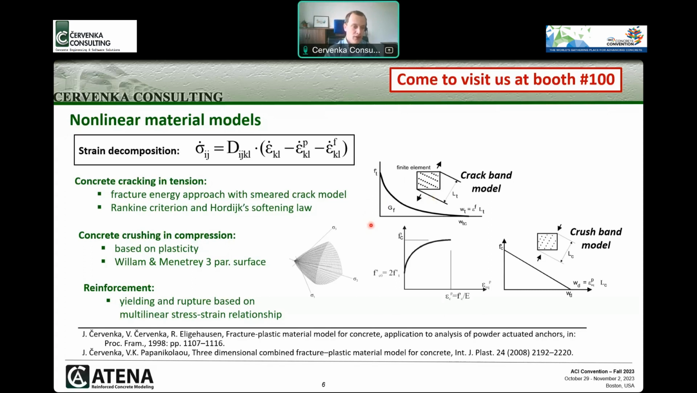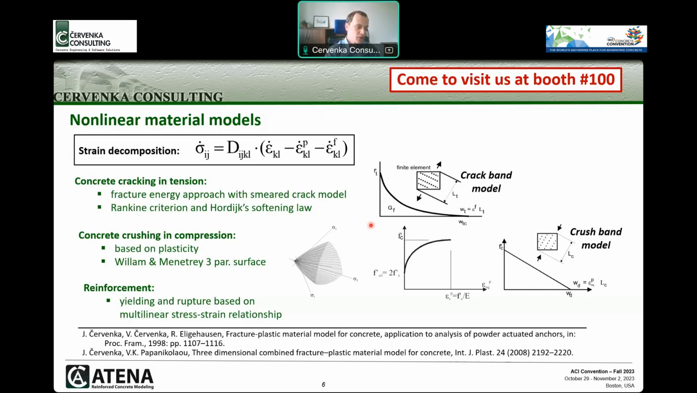When we talk about the tensile branch, when the maximum tensile strength is exceeded in the material, we assume there is crack formation using a smeared crack approach with a crack band. And the softening branch after the maximum tensile load is based on the fracture approach and is simulated based on the amount of dissipated fracture energy during this process.